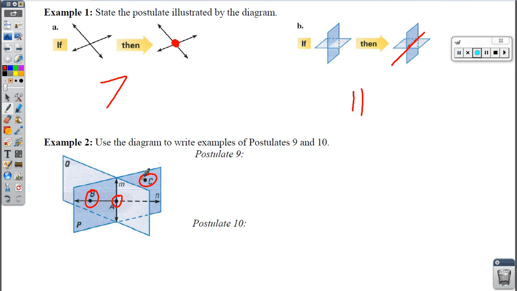Postulate 10 says, if 2 points lie in a plane, then the line containing them lies in the plane as well. So let's look at 2 points on a line. B is on this line and A is on this line here. Those 2 points are on the plane, and if we draw that line between them, that line is also on the plane. So we could say point A and point B lie in plane P, so that means that line AB also lies on plane P.